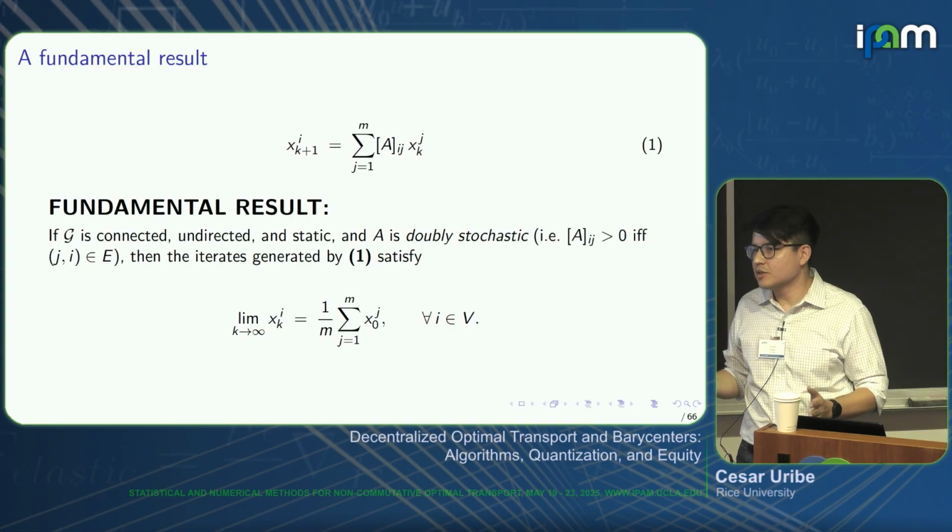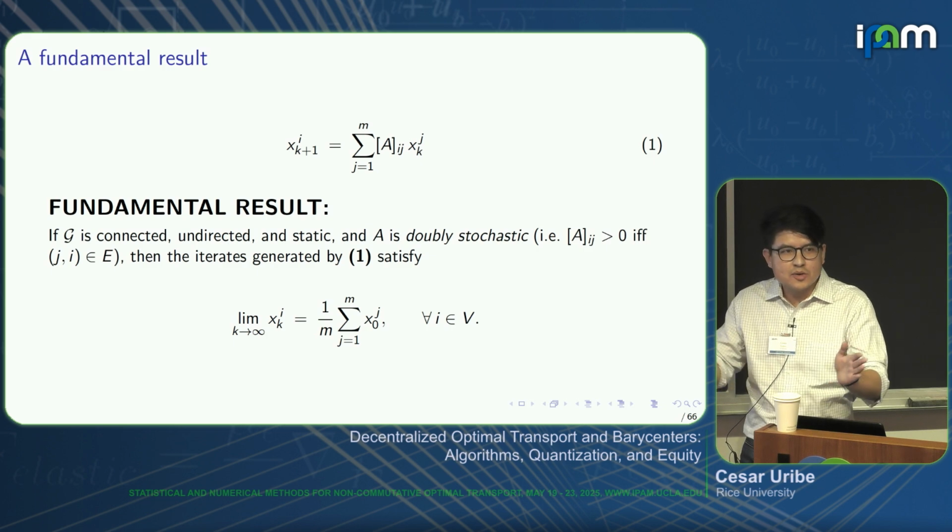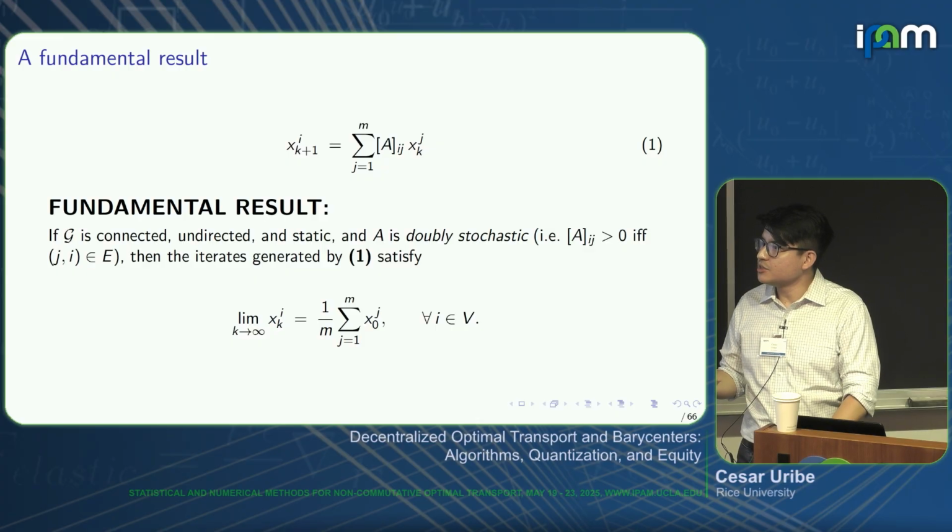And we call this a distributed computation because each agent only needs to talk to whoever it is connected to, described by the topology of the graph in which they are embedded, right? They don't need any additional information.